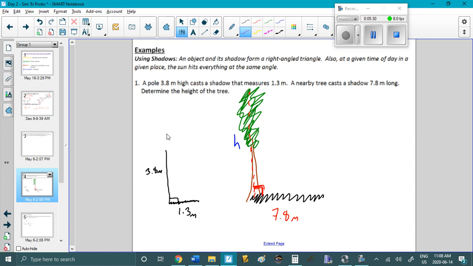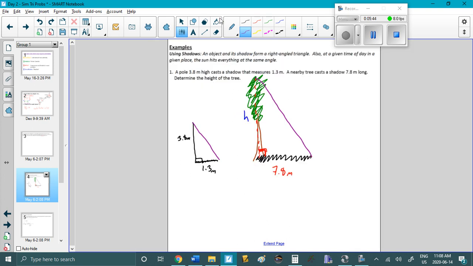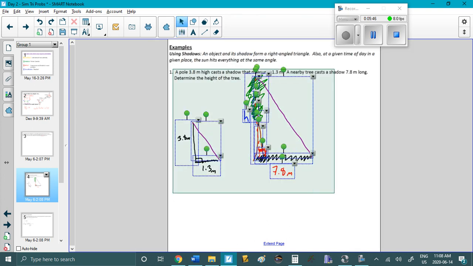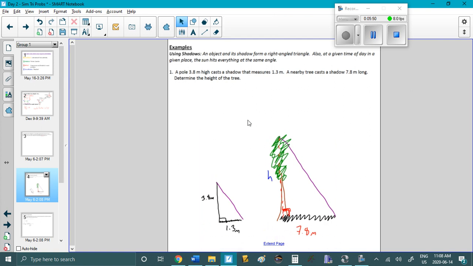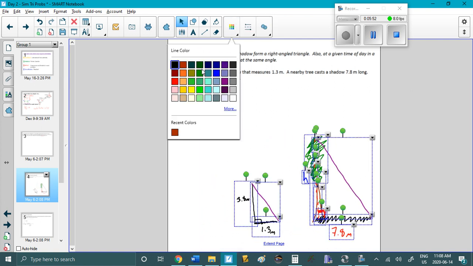Let me show you. If we connect these from the top of the tree to the edge of the shadow, we have actually created two similar triangles. And the reason that this is the case is because if you think about the sun and how far away it is, I think it's like 500 million kilometers or something. At any rate, it's super far.